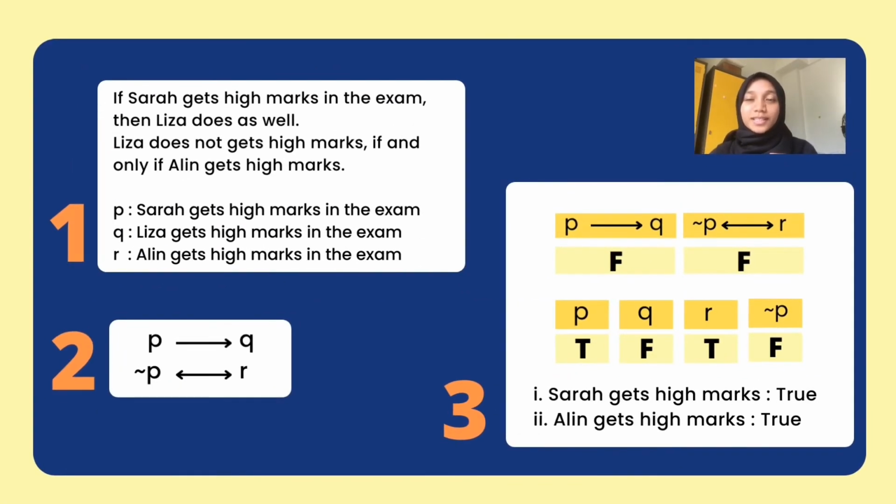Based on the question, those statements are false. So from that, we could say that P implies Q is false and not Q if and only if R is also false. From this information, we could know that the truth value of P is true and the truth value of Q is false, and so on and so forth. So from this, we could answer the question.